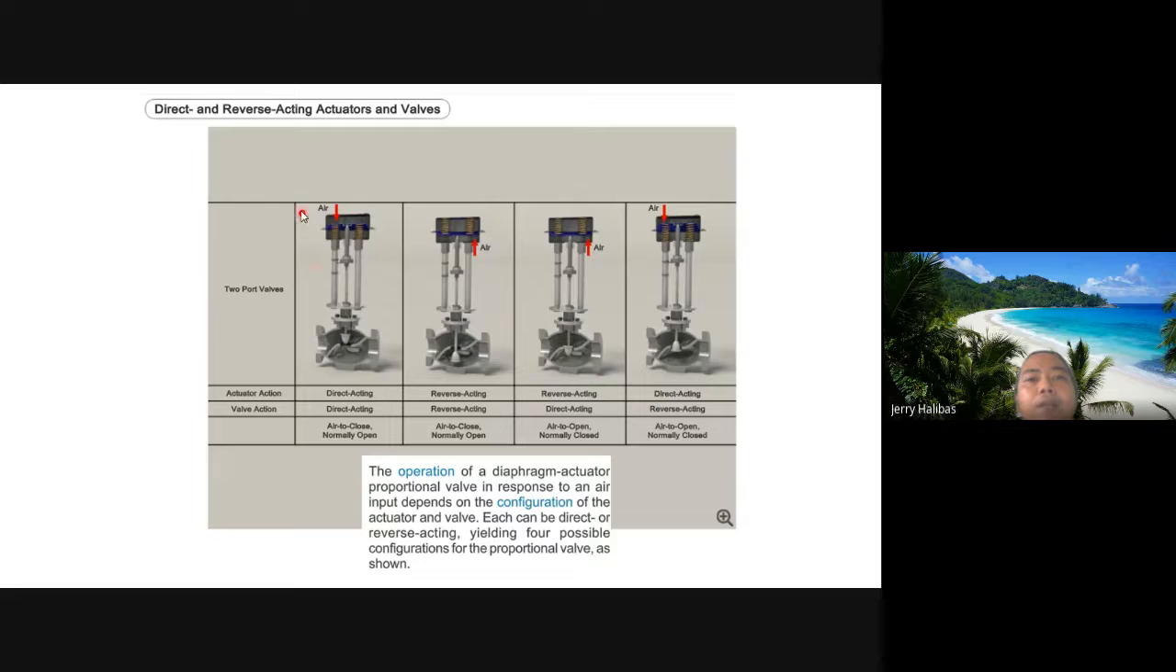So there are also direct and reverse acting actuators. This is what is called air to close, air to open, normally closed. You can see it in the arrow.